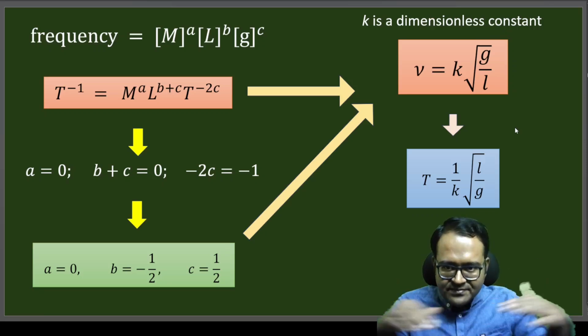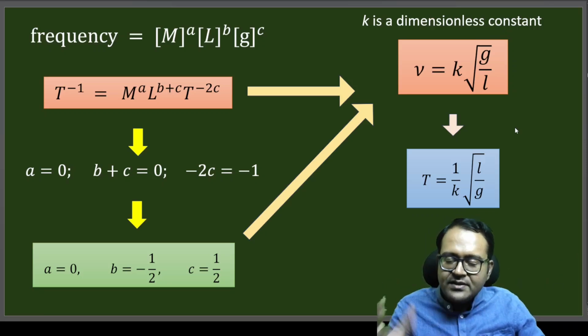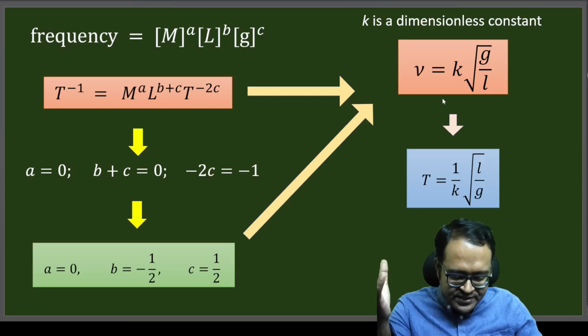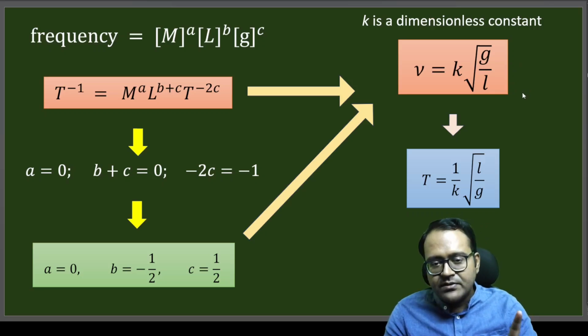The time period, the time required to do one full oscillation, is the inverse of the frequency, and you get square root of L by g. You know what the value of k will be in a detailed physical consideration. But dimensional analysis can give you exactly how this frequency depends on g and L. The success depends on your model.